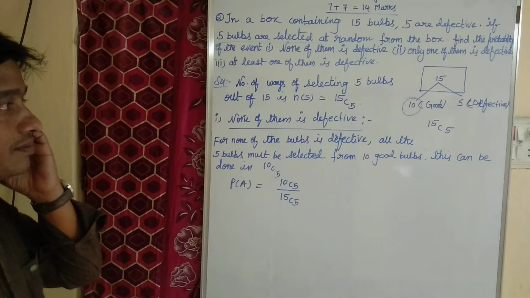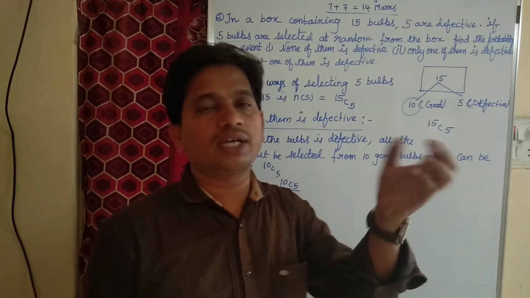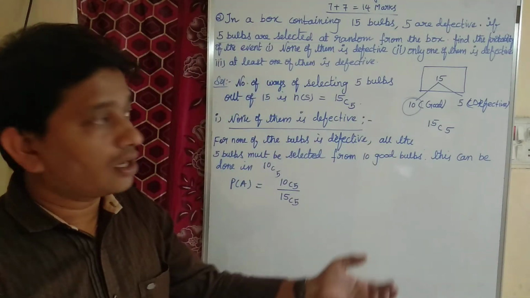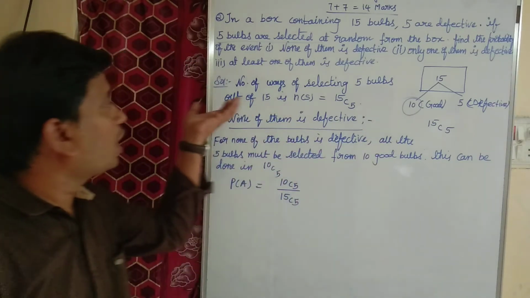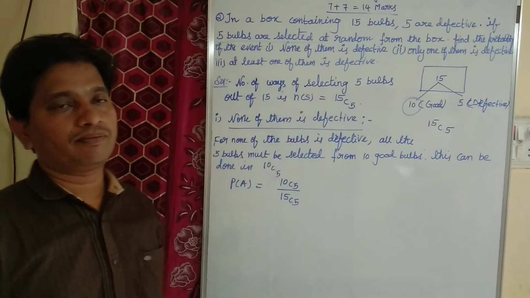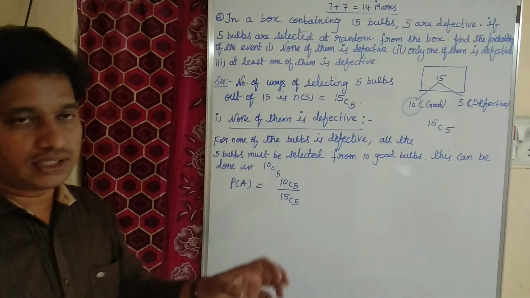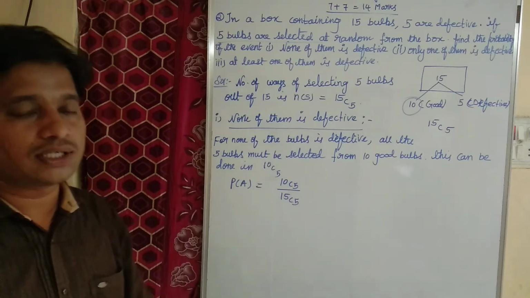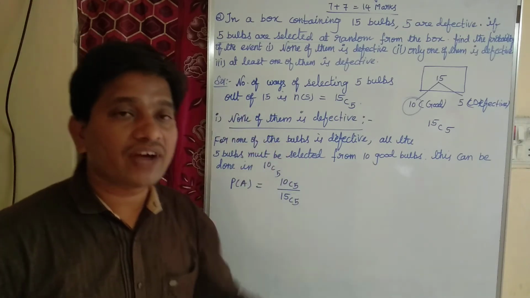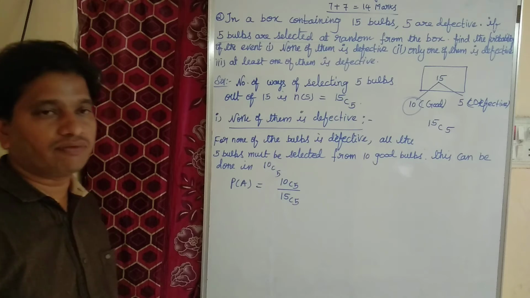Children, did you understand? In total we have 15 bulbs. From that we are selecting 5. The number of ways of selecting 5 bulbs out of 15 is 15C5. The question is none of them is defective. We have 10 good ones. None of them is defective means we have to select only good ones. From them we are selecting 5. So that is 10C5 divided by 15C5.